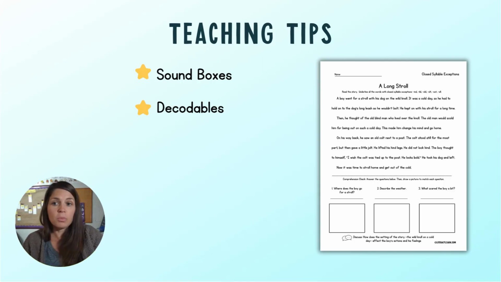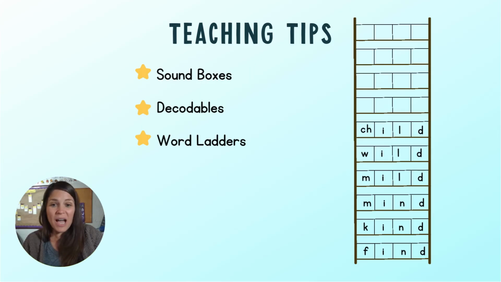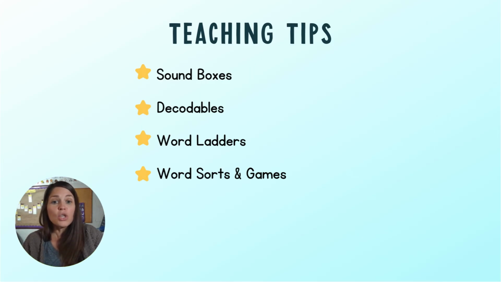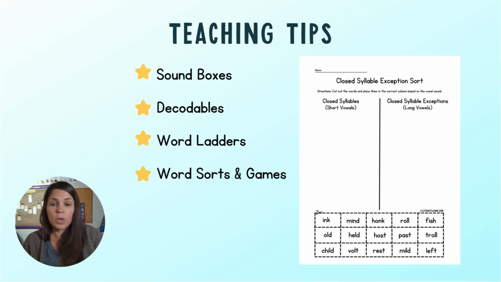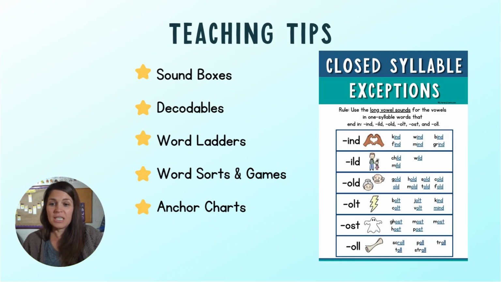Decodables are, again, an excellent resource to use with any concept. You want to read decodable sentences and stories that include a lot of words that follow these patterns. Use word ladders to build awareness of these letter sequences, these chunks of words. Use word sorts to separate words and sort them by their vowel sound, short or long. It reinforces the long vowel sounds that they're going to hear in these closed syllable exception words. And feel free to use anchor charts to display and reinforce these concepts with your students.